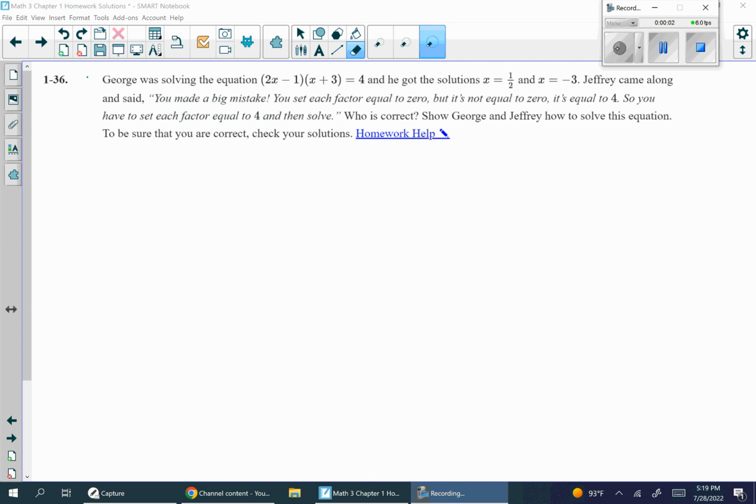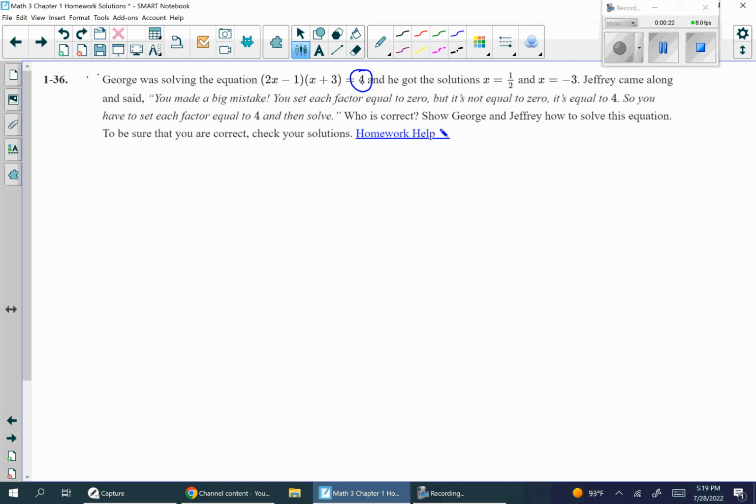CPM Math 3, problem 1-36. This problem right here represents one of the single most common mistakes that students make when they're solving quadratic equations, and that is failing to recognize that this here is a 4 and not a 0. You can't use zero product property if you don't have 0. So here's how we're going to handle it.